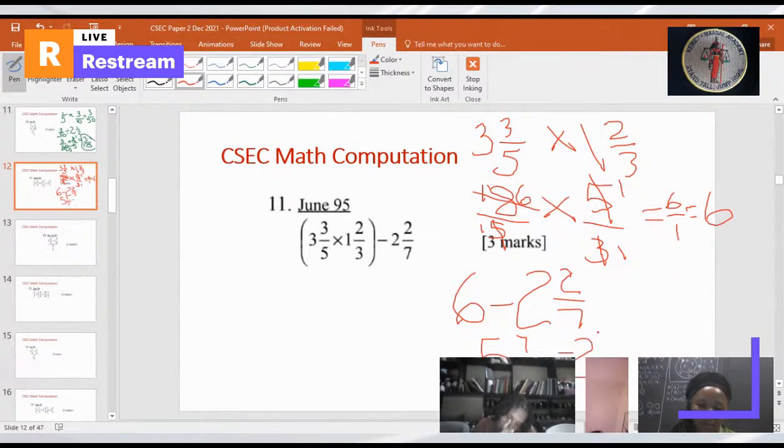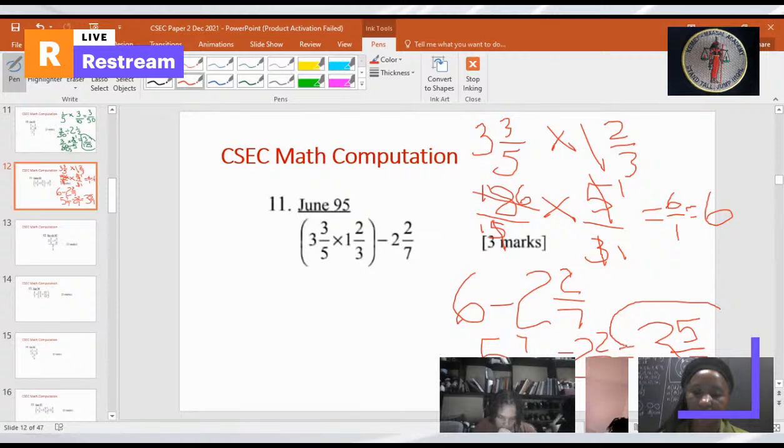Minus 2 and 2 over 7. So then it would be 5 and 7 over 7 minus 2 and 2 over 7. 5 minus 2 gives 3, and 7 minus 2 is 5, over 7. Right? Final answer: 3 and 5 over 7.